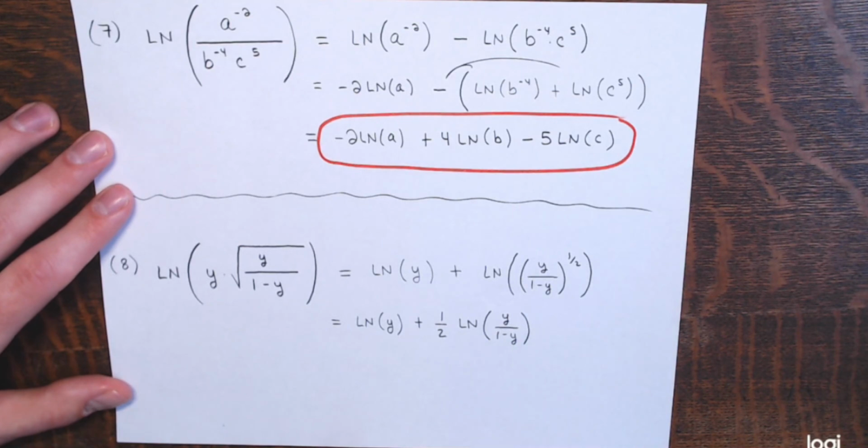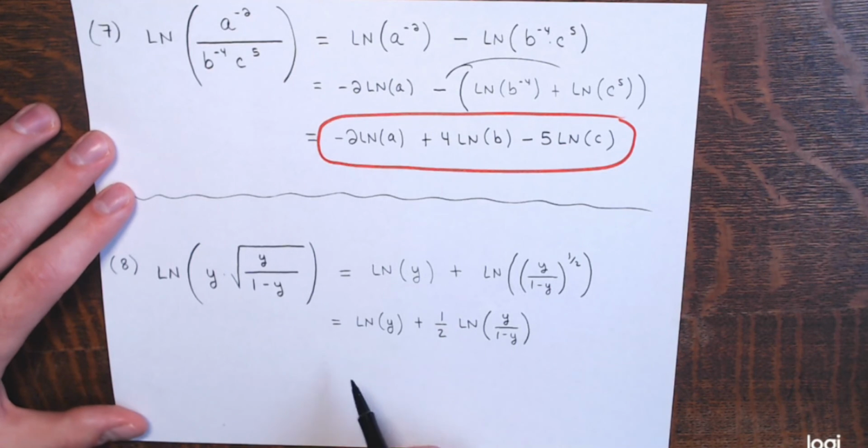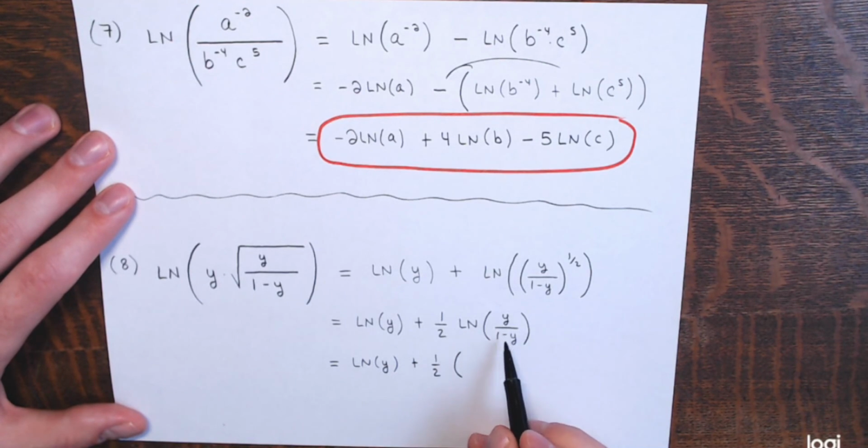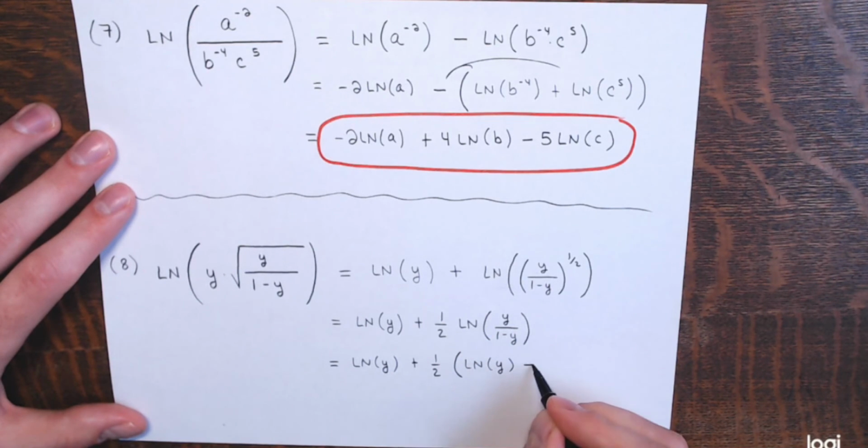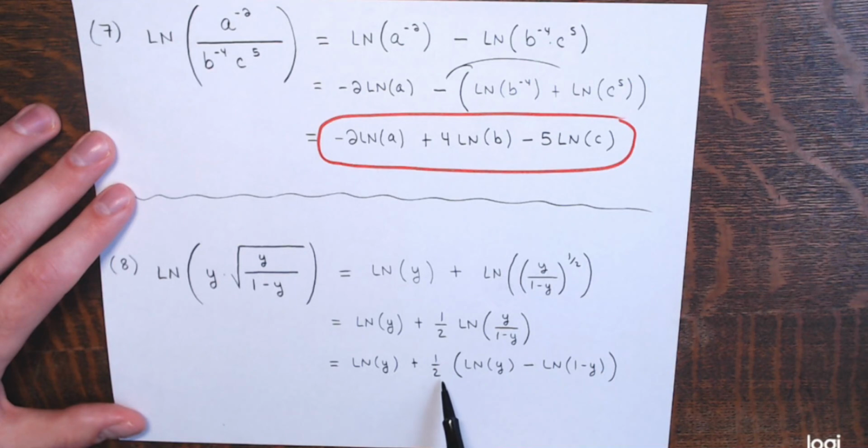And then just as I've been doing in the previous examples, the number in front of this log is not 1, it's a half. So when I rewrite this logarithm using the quotient rule, I'm going to have to then distribute that half. So we have the natural log of y plus 1/2 times the quantity, and then this natural log of a fraction, I'm using the quotient rule, right? Rewriting that as the natural log of y minus the natural log of 1 minus y. And then to get rid of those last grouping symbols, I'm distributing the half.